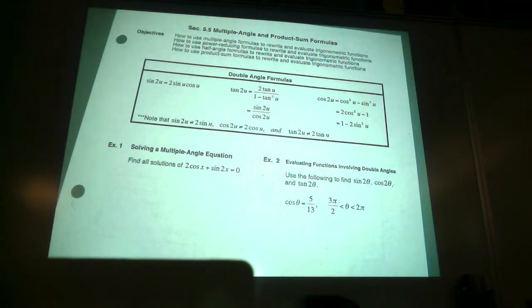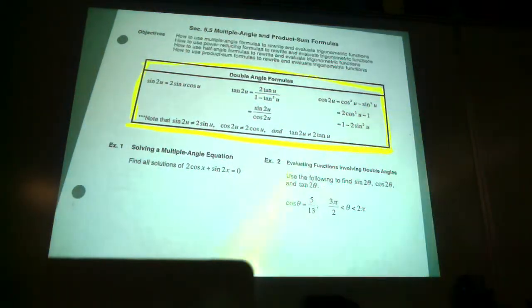All right, so the last section we're going to talk about multiple angles, most specifically double angles, and then half angles. And again, if I were you, I would put this on your 3x5 card that you get to use on your test.